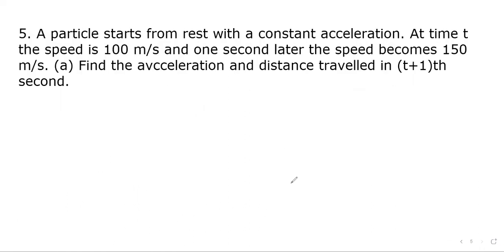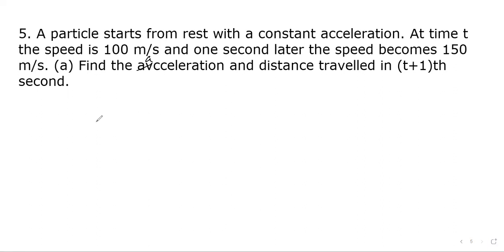Now, question number 5. A particle starts from rest with a constant acceleration. At time t, the speed is 100 meters per second, and 1 second later, the speed becomes 150 meters per second. Find the acceleration and the distance traveled in t plus 1 second. So we can evaluate it.